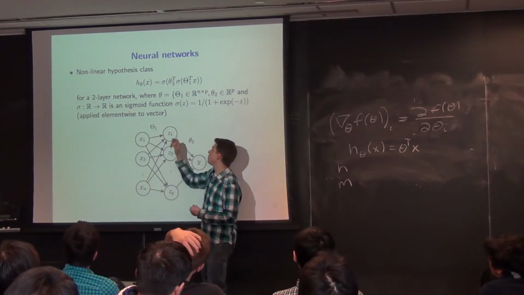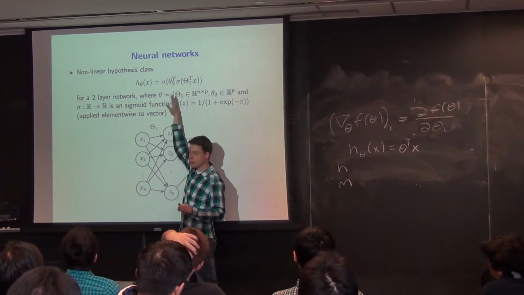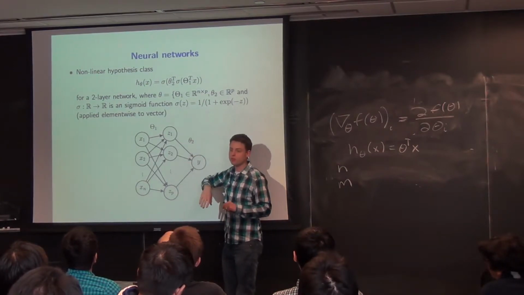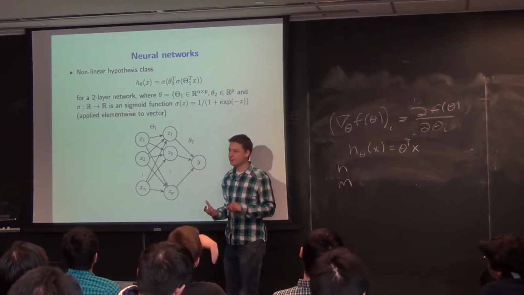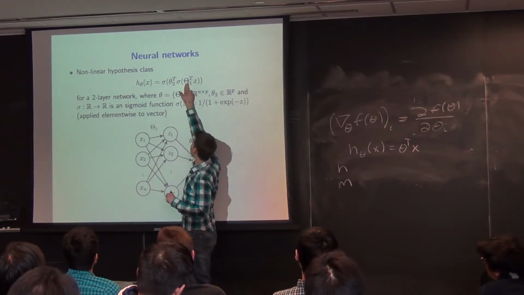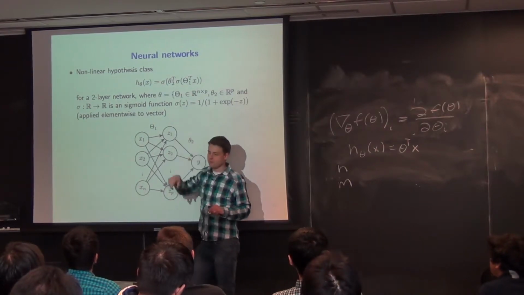So let me describe this. The parameter space that we have here consists of two separate parameters, a matrix theta1 and a vector theta2. The way we produce outputs here is we take our matrix theta times x and apply this function sigma.